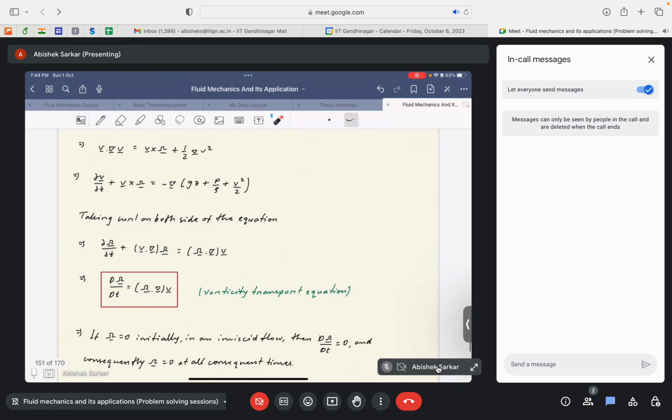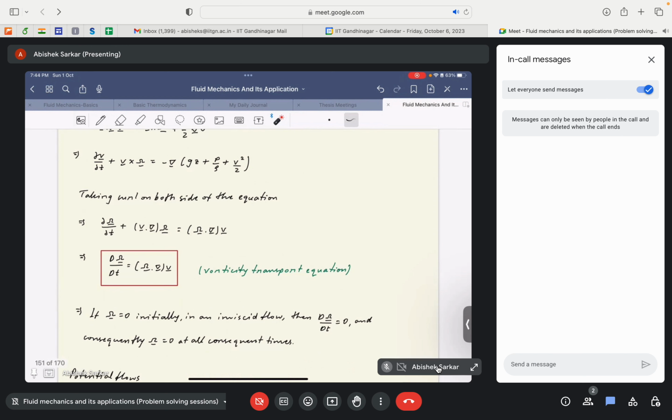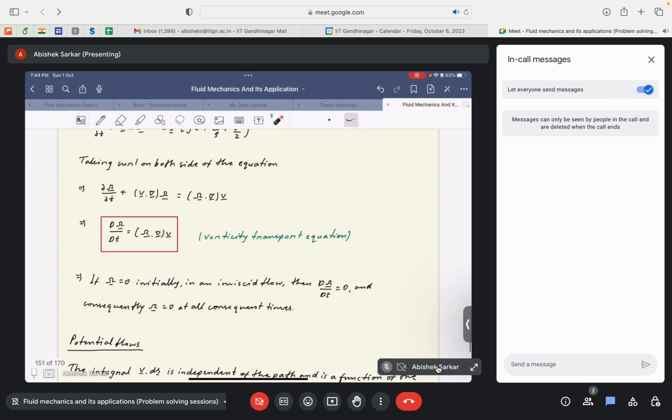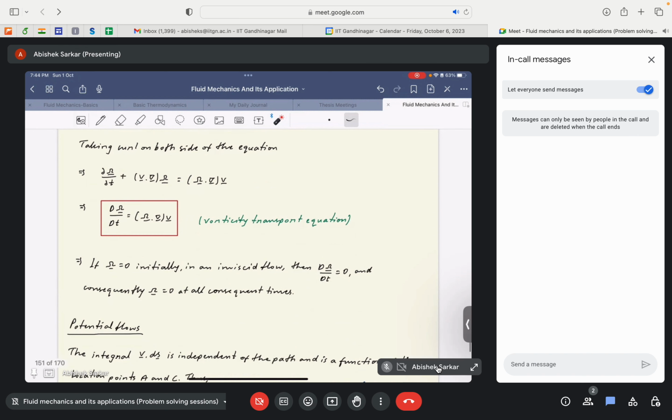Okay, so it becomes constant. So now if we take the curl on both sides of the equation, we finally get that the complete derivative of the vorticity vector is equal to this. Okay, and this identity or this definition is the vorticity transport equation.